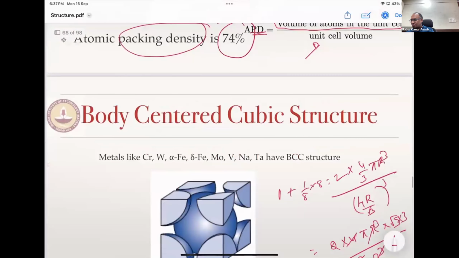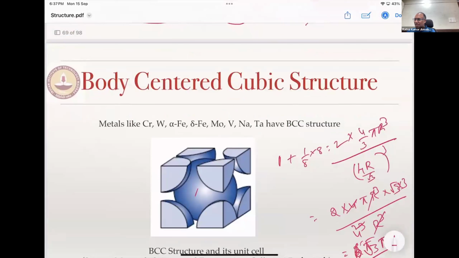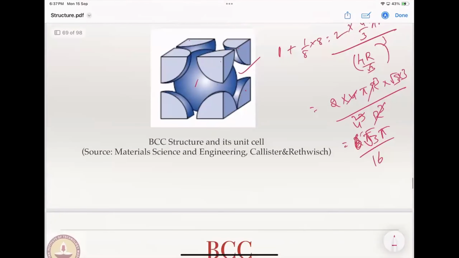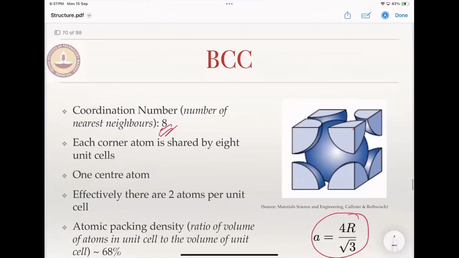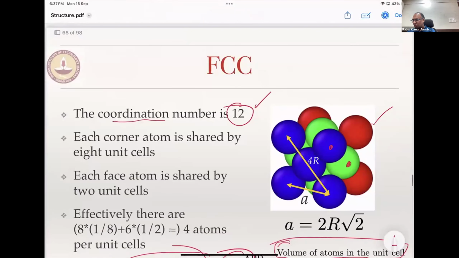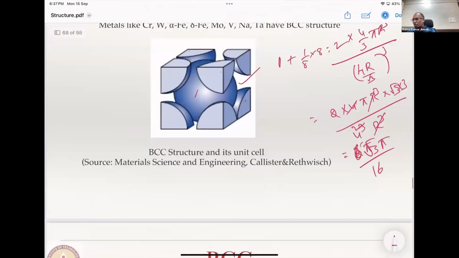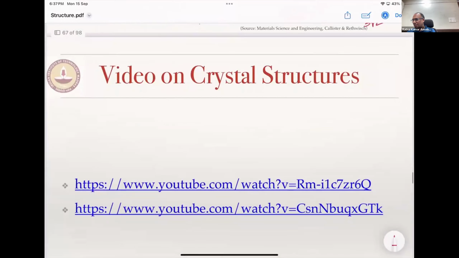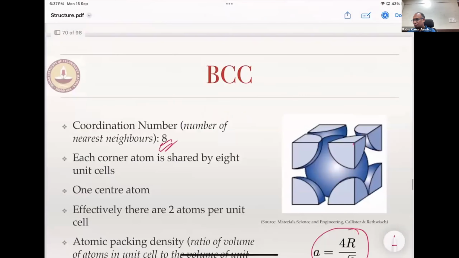For BCC, you can take the central atom. The central atom is touching all the corner points. How many corner atoms are there? 8 corner atoms. So its coordination number will be 8. For FCC, please verify yourself that it is 12. Go back and look at that video, and it will become very clear.